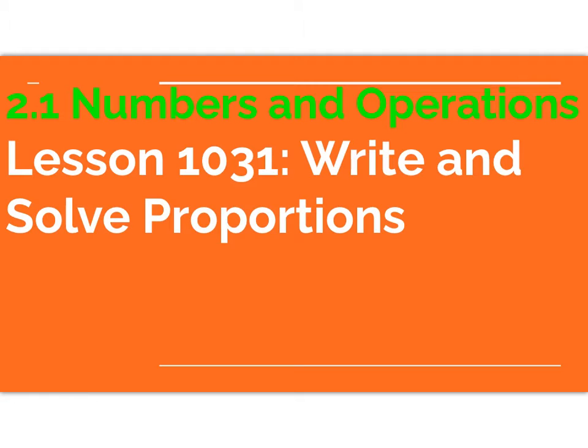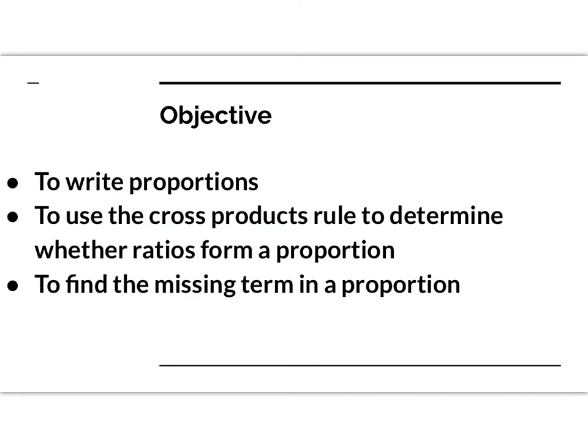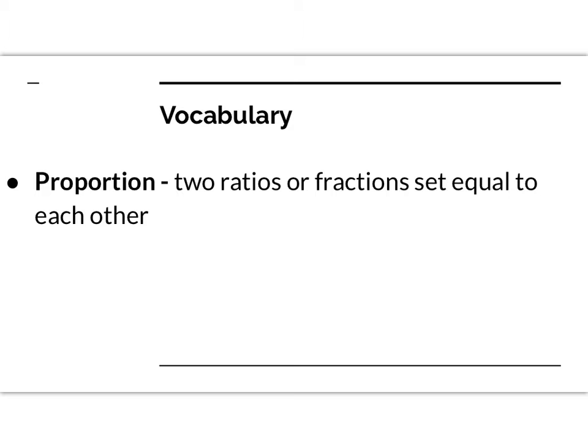Okay, welcome to lesson 31 of numbers and operations, write and solve proportions. And here's our objective for the day, our vocabulary. So a proportion is two ratios or fractions set equal to one another. So let's give you an example of a proportion.